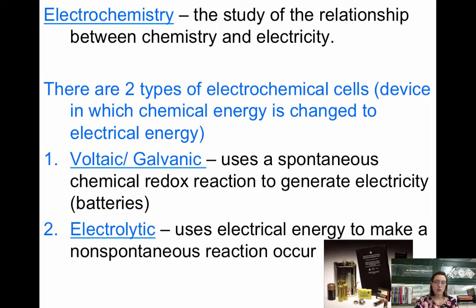Then we have what's called an electrolytic cell. The electrolytic cell uses electricity to make a non-spontaneous reaction occur. So electrolytic cells are non-spontaneous. You have to put work in to get that to work. And this drives a normally thermodynamically unfavorable reaction. So think about delta G. Delta G would be positive. And so you use electricity to make a non-spontaneous reaction work.